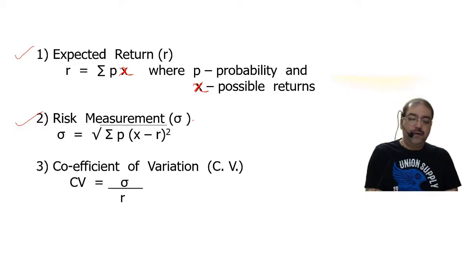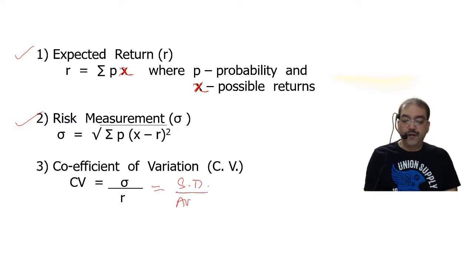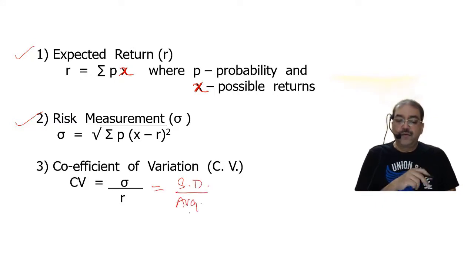Okay. Coefficient of variation, CV. It is not coefficient of correlation. It is coefficient of variation. Standard deviation upon R, or it is also written as standard deviation upon average. R is nothing but the average.